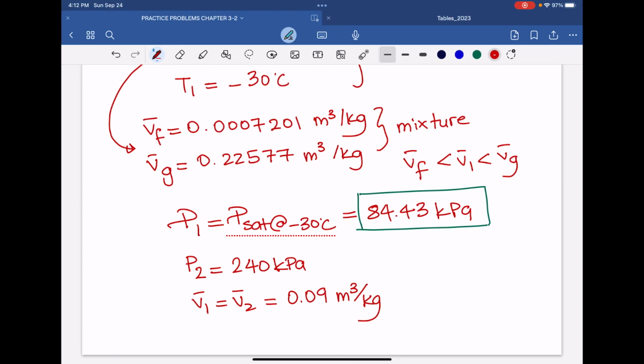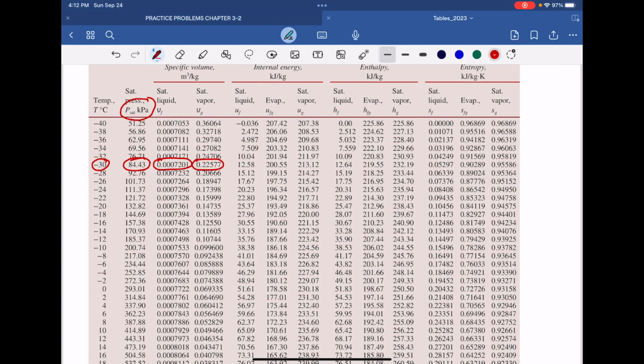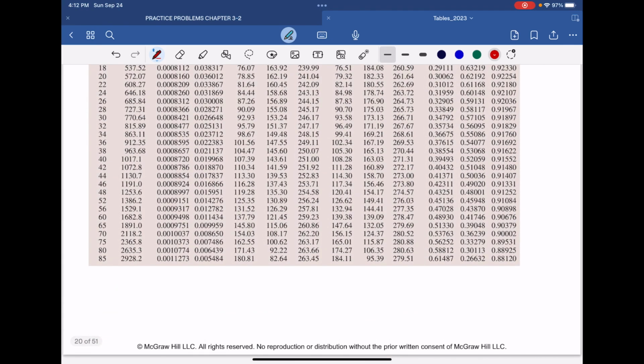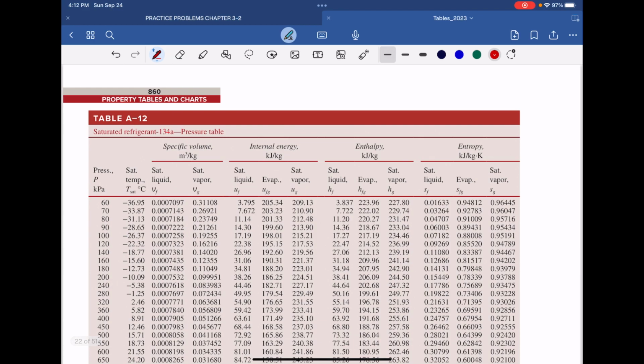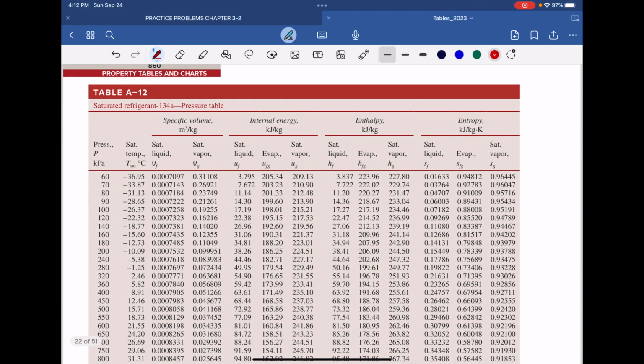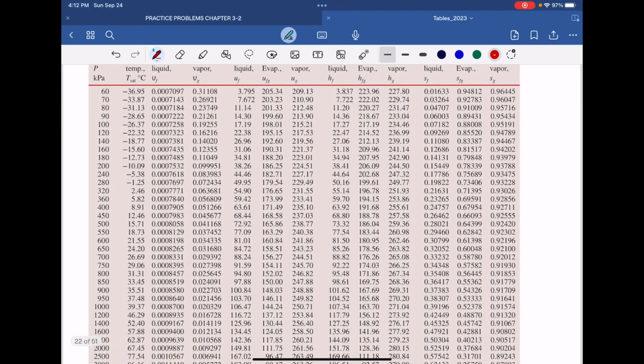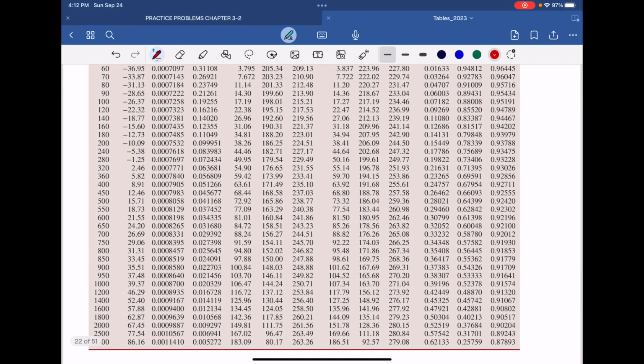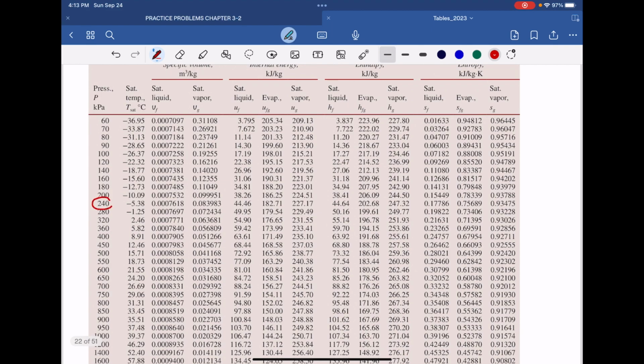Okay, so now that means we can look at the right tables to read what the temperature is. But which tables are we going to look at? Again, we are starting from the saturated refrigerant tables. At that pressure, let's see what the Vf and Vg are. So we go look at the saturated refrigerant pressure table, and the pressure is 240 kilopascal. Where is it? It's right there. And this is Vf, this is Vg.